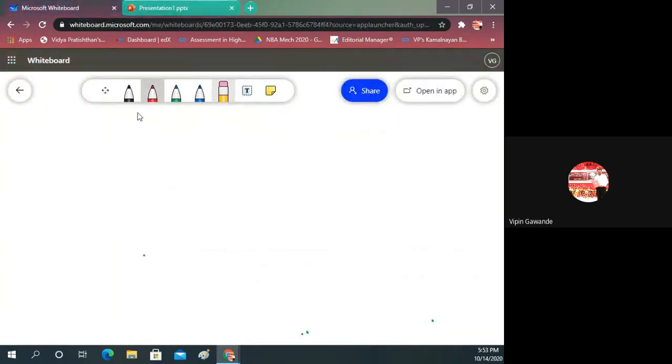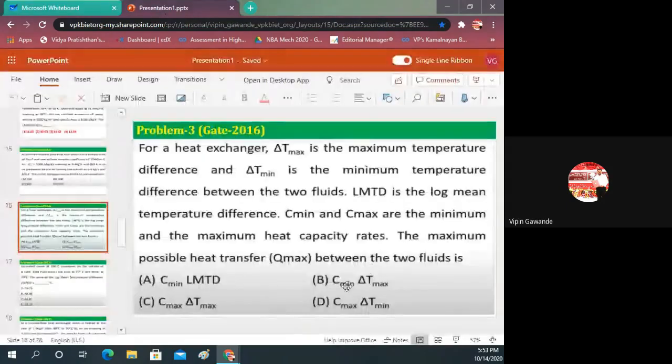Now I have told you the formula. What is the formula for Q? This is our Q max. Q is equal to U A theta m. Now to get this theta m, we have to get this theta m. So what have they asked here? C minimum.